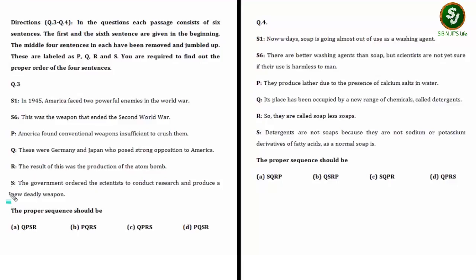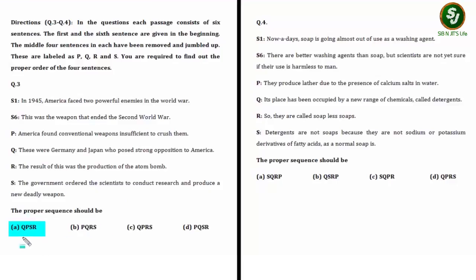So, as S is our sentence number 4 and R is the fifth sentence, which option will be correct? Yes, option number A will be correct. Now you see, options help us a lot. At the beginning, when we tried to analyze the paragraph, the options helped us a lot and also saved us some time. So this method of framing sentences is very, very important.